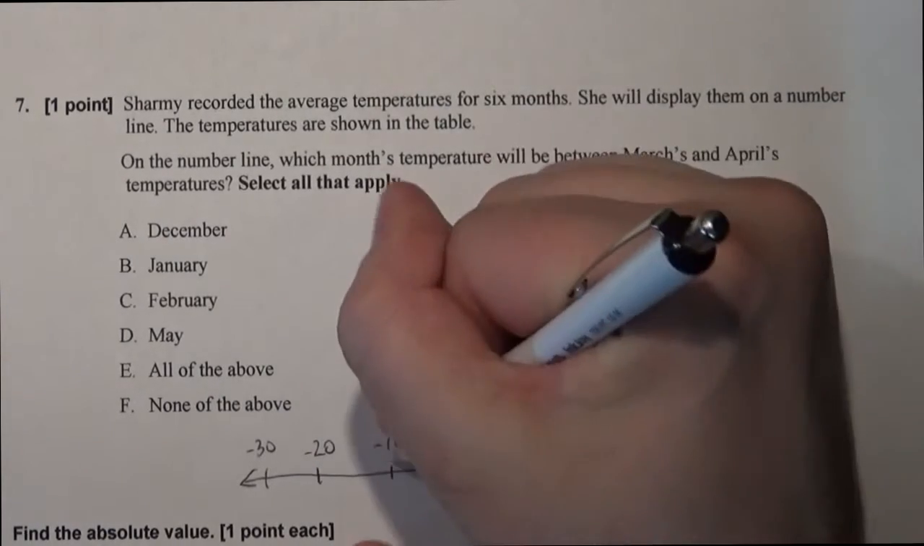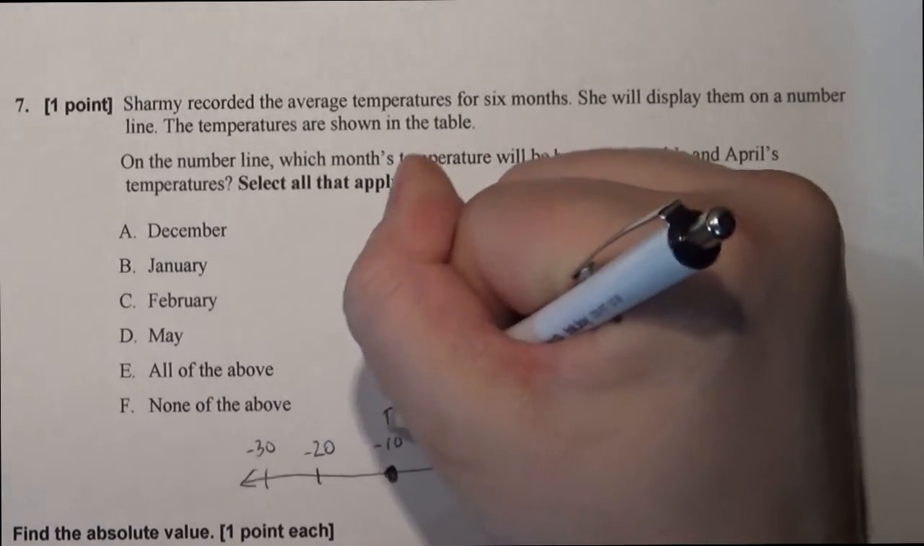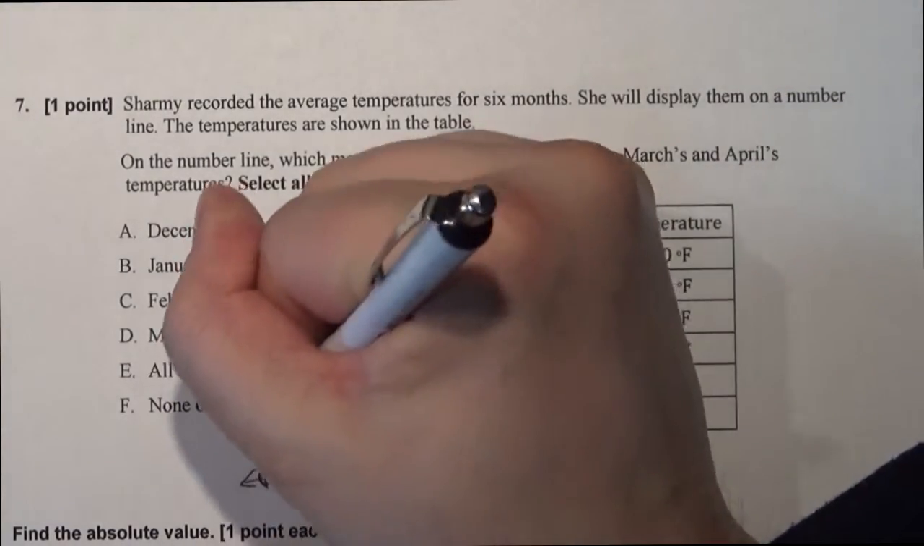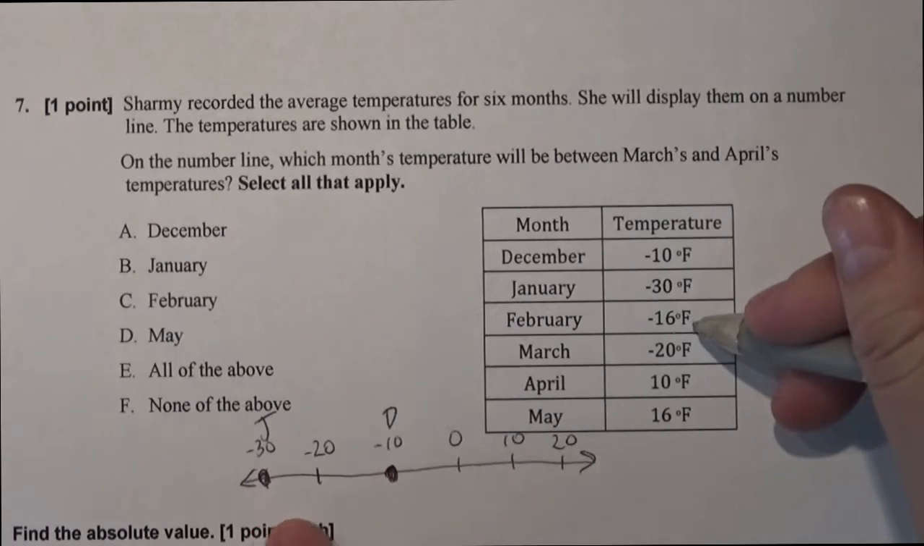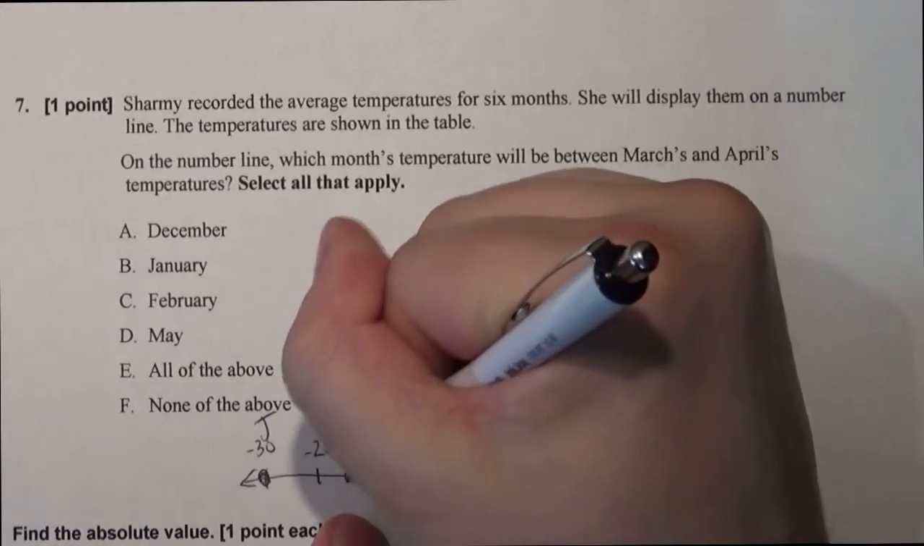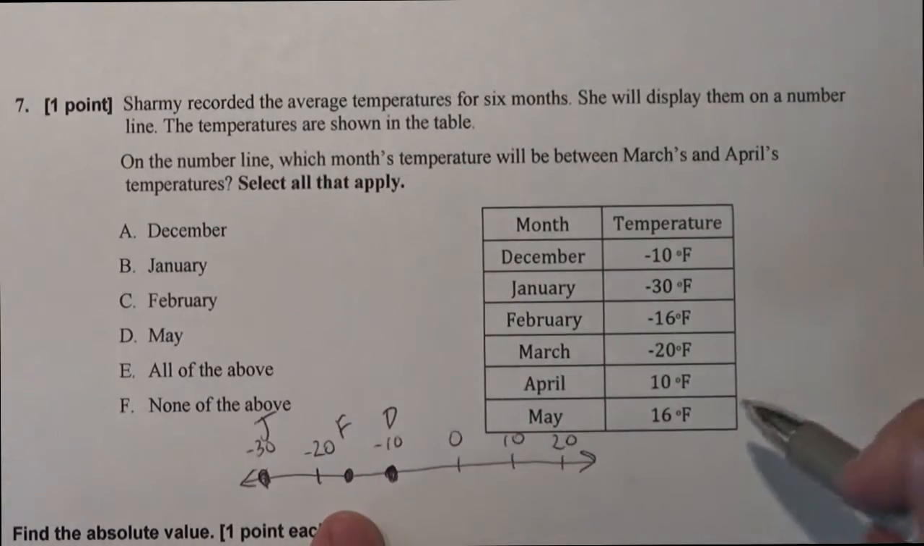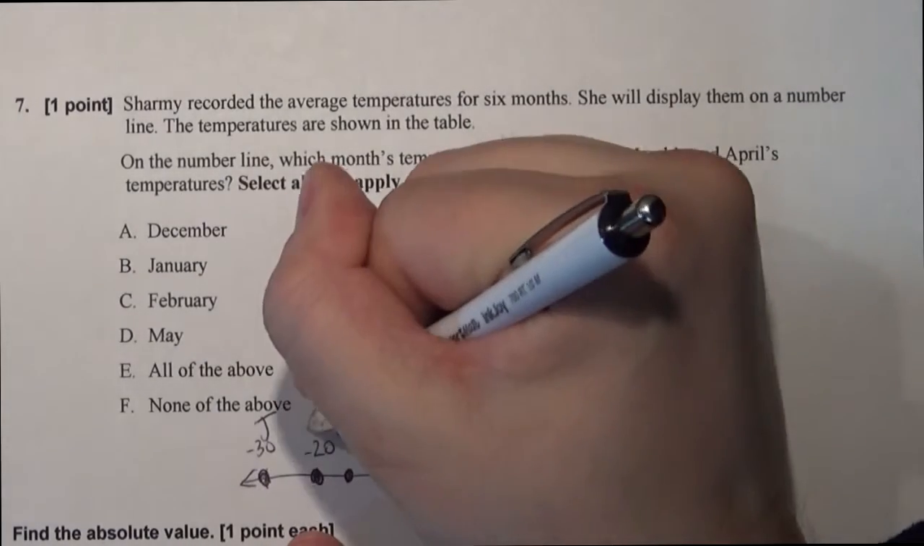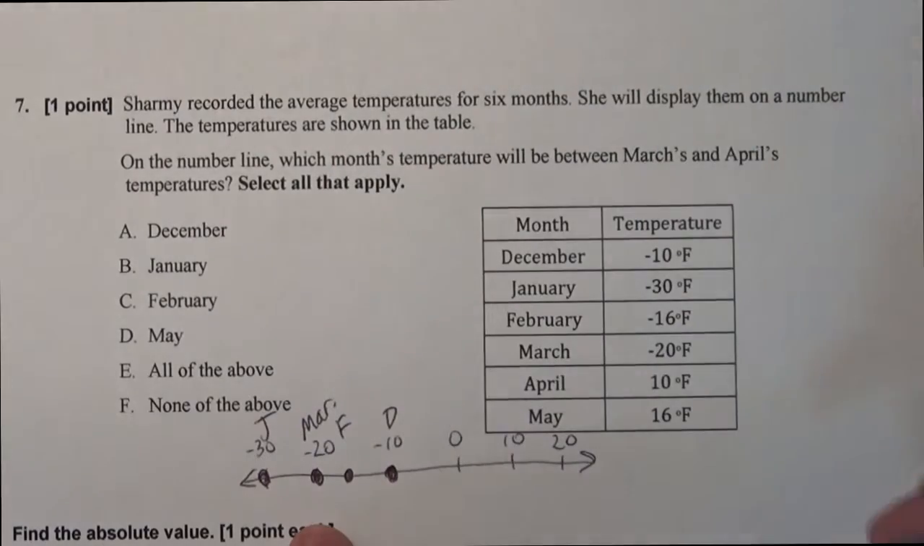So negative 10 would be here, and that is going to be December. January is negative 30. That's January. Negative 16 is February. I'm going to mark that right about here. Right? It's about negative 16. March is negative 20. Okay, so I'm going to mark that as MAR.